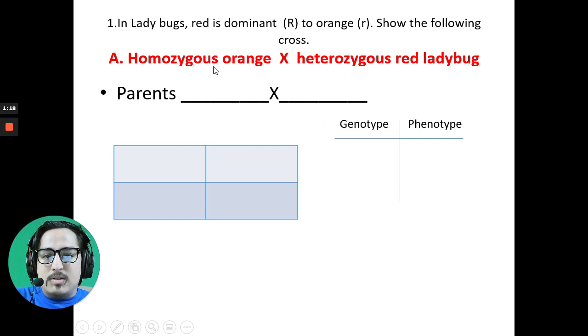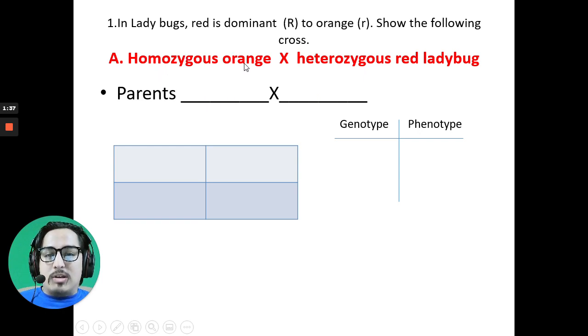the letter here says homozygous orange. You're going to be crossing that with a heterozygous red. So you have ladybugs that are red and ladybugs that are orange. In this case, you're going to cross one that is homozygous orange, okay? And you're going to cross it with a heterozygous red. So what does that mean?